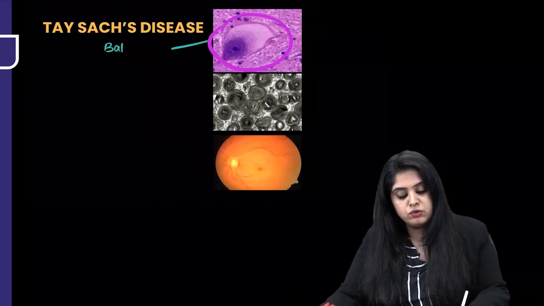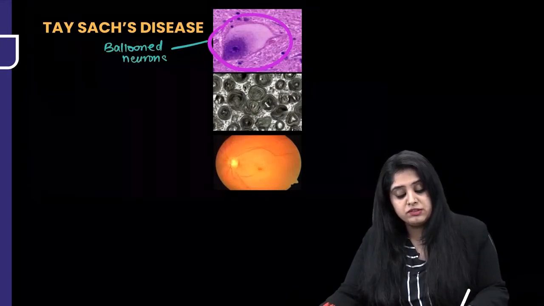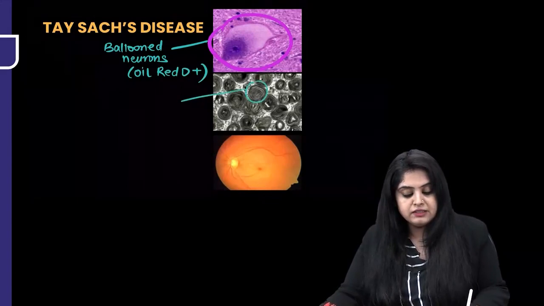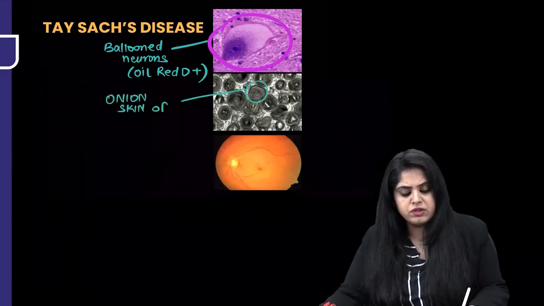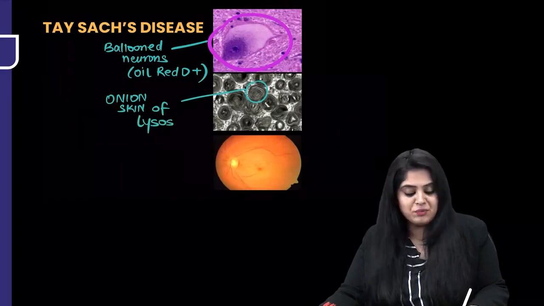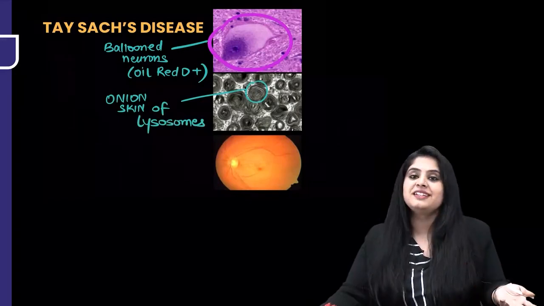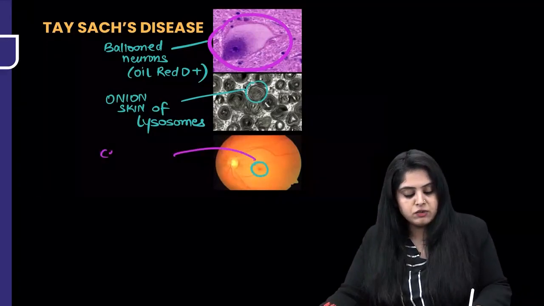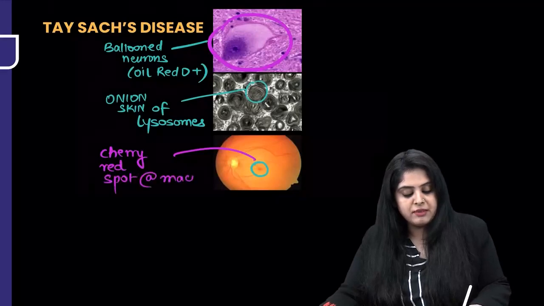And please note that Tay-Sachs disease shows you these kind of pictures. There are huge neurons. There are going to be ballooned neurons, and why are they so big and balloony? Because they have fat. They are oil red O positive. Next, it shows you that onion skinning, the round and round, you get to see the onion skinning appearance of which organelle? Common sense, lysosome. Lysosomal storage disorder hai toh lysosome ka problem. And what is this ophthalmology finding that you're seeing over here? We see the very famous cherry red spot at the macula of the eye.